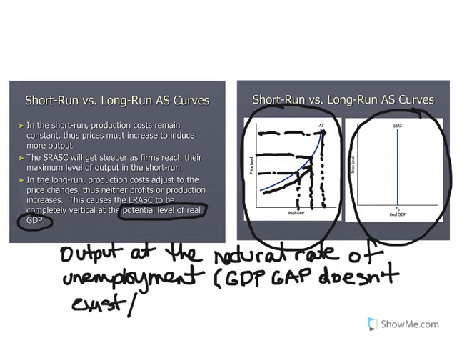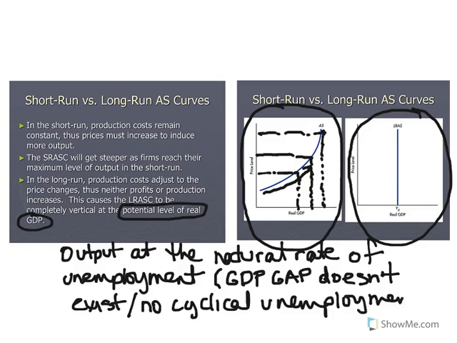or you can think of it as no cyclical unemployment. So in other words, if we have full employment in the economy, meaning we're at the natural rate of unemployment, then we are producing the natural amount of output that's going to take place.